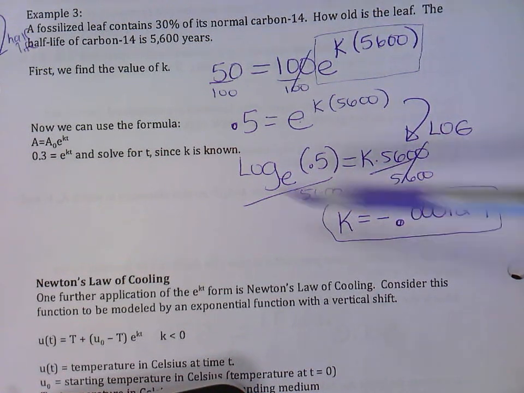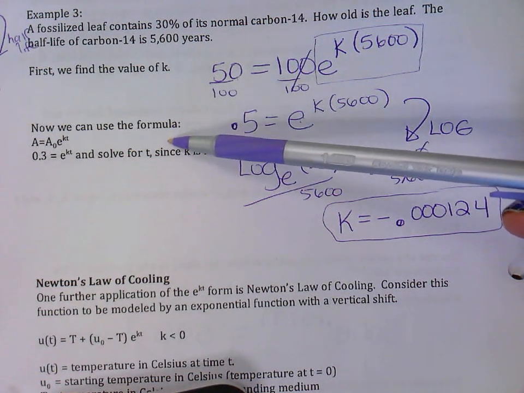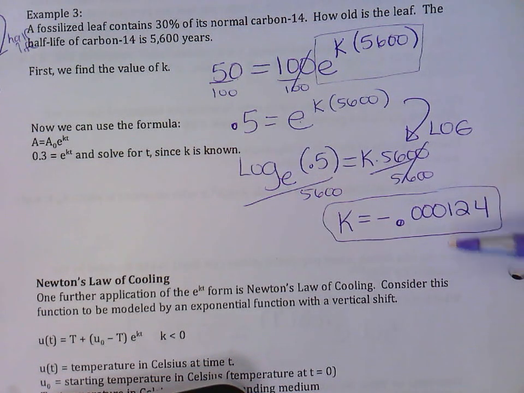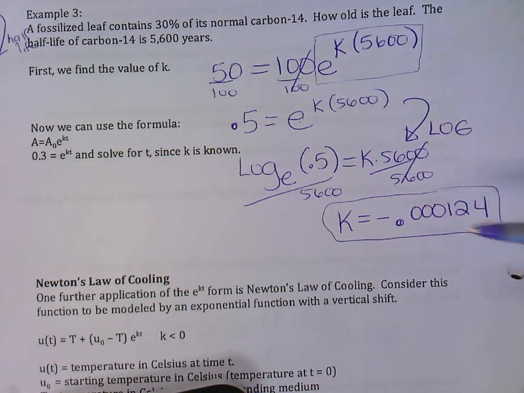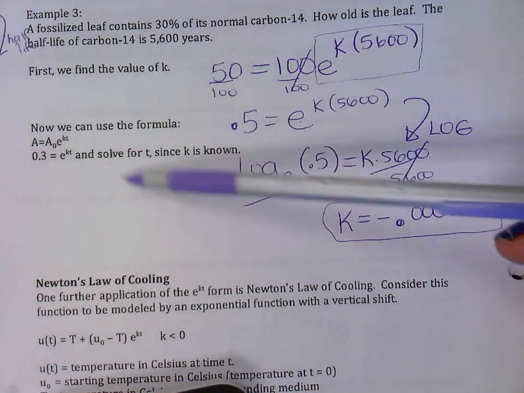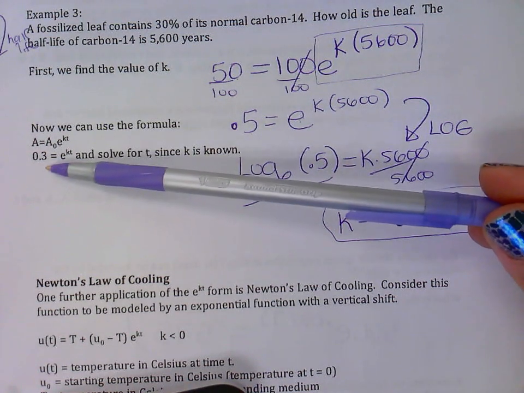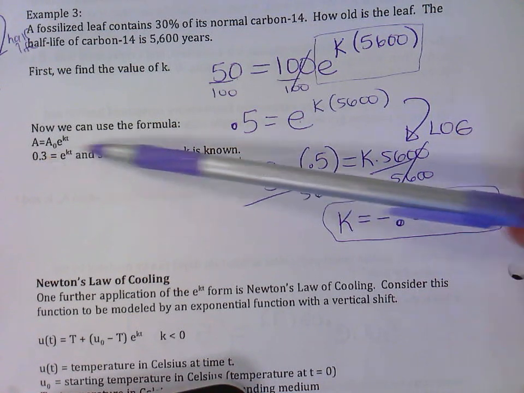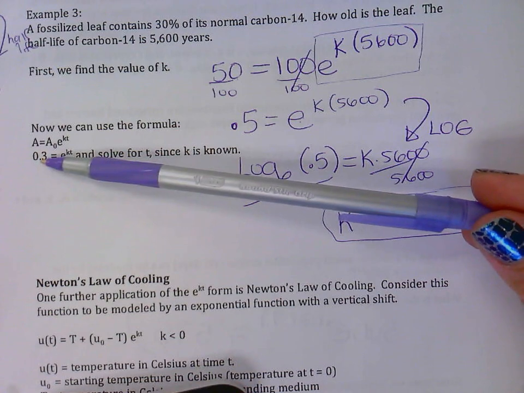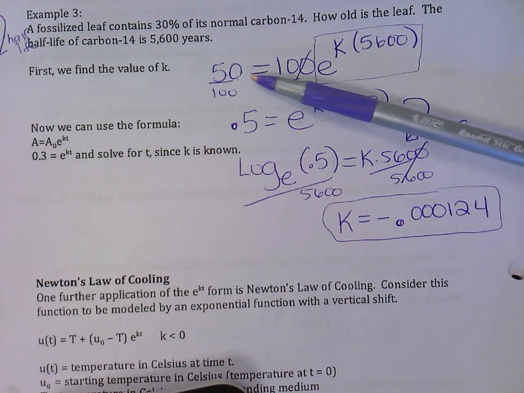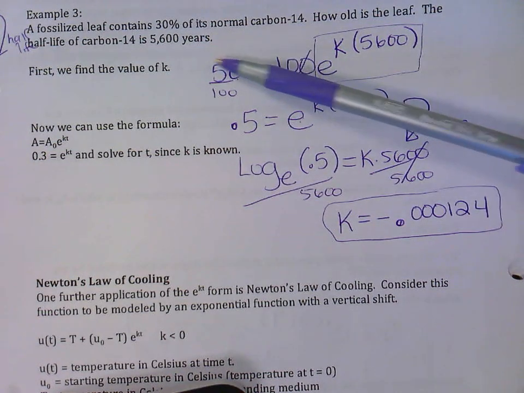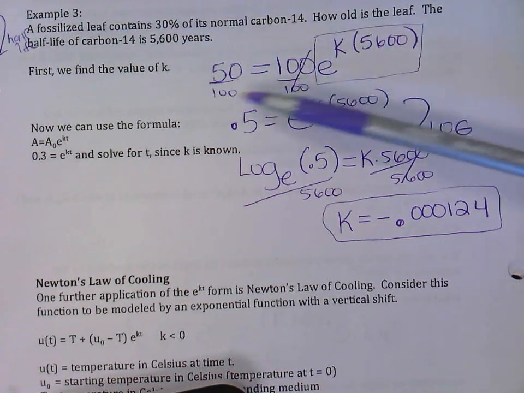So now it says, oh, now we can use the formula to actually figure out how old our leaf is, right? That's why we wanted K. So now that I know the rate that carbon-14 is decaying, I can go back to my situation when I have 30% of the leaf's mass or carbon. And do you see how they already wrote this out for you? We had written out 50 equals 100. So they had basically already written out 30 equals 100, and they've already divided by 100 on both sides.